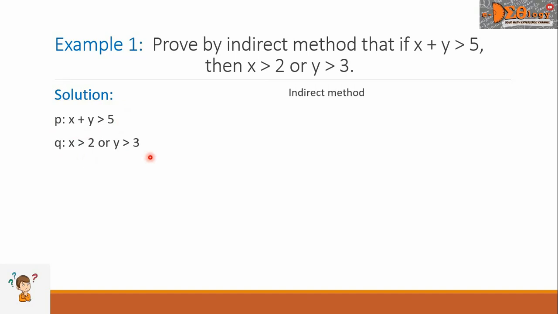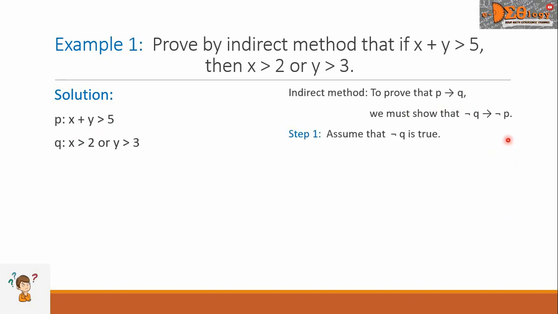Using indirect method, our purpose is to prove that P implies Q. And that is, we must show that not Q implies not P. The step 1, we assume that not Q is true. Going back to our propositions here, not Q is equivalent to the negation of this statement here. Next step, we're going to change the word or into its equivalent symbol, and it's now like this.